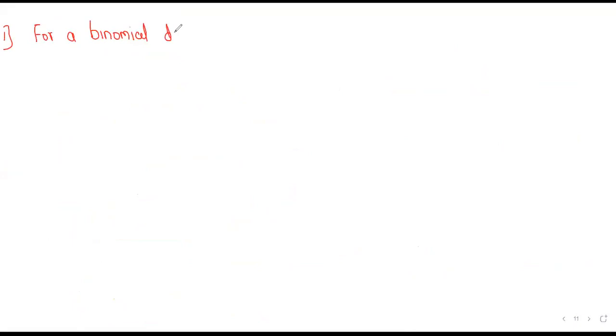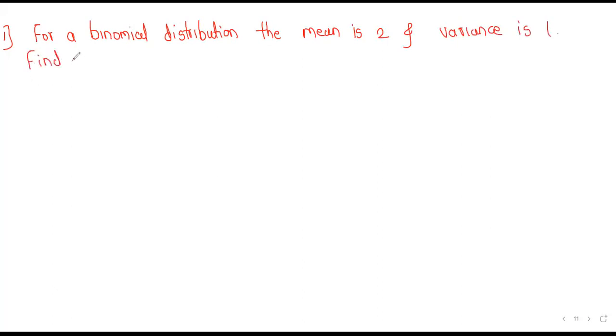For a binomial distribution, the mean is 2 and variance is 1. Find all the constants of distribution. So what are the constants of distribution? N, P and Q. Okay. So we have to find the value of N, P and Q.